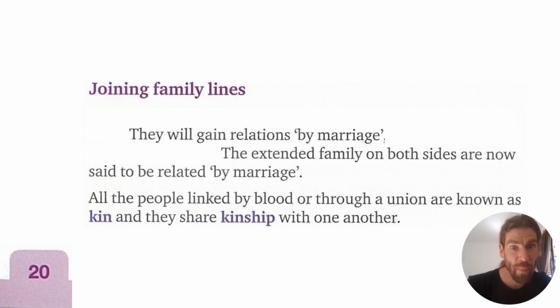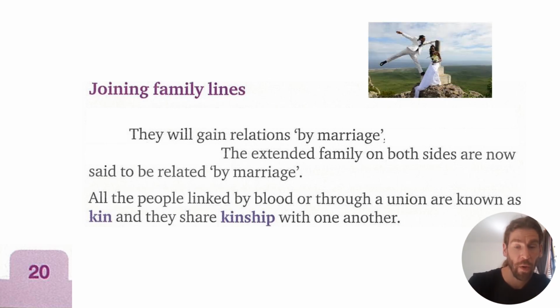Family lines. What happens when you have family? Well, joining family lines. When people form a union, such as marriage, they will gain relations by marriage. Yes, so people marry together, like these people, like you can see them here. Yes, and the extended family on both sides are now said to be linked by marriage.